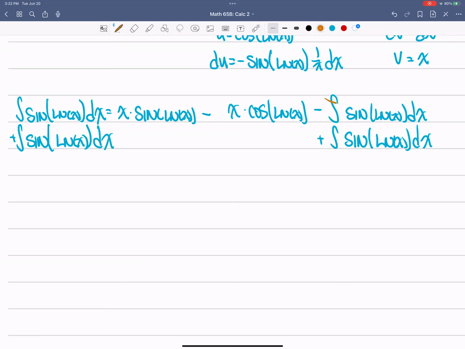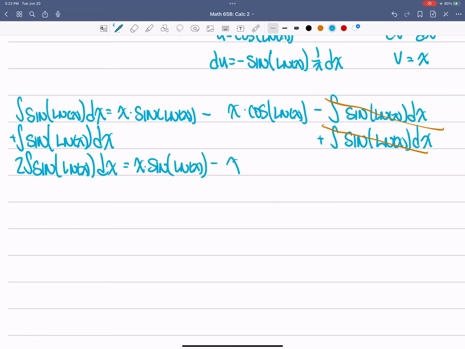Over here, these two subtract out. Over here, though, we have two copies of the integral of sine of ln of x dx. And this is all equal to x times sine of ln of x minus x times cosine of ln of x. I'm going to throw a plus c over here.